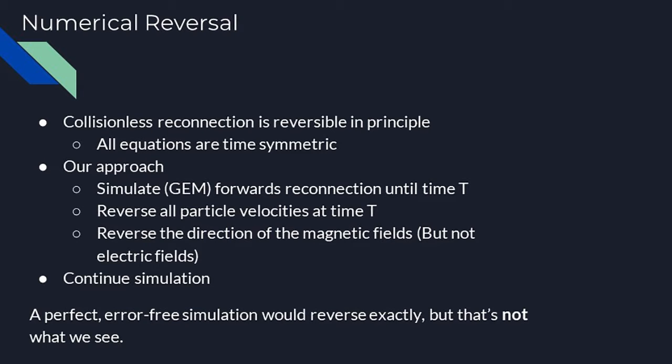Okay. So in studying the numerical reversibility, basically we do the following. We simulate a forward reconnection until some time t, at which point we instantaneously reverse all of the velocities and the directions of the magnetic fields, and then we let the system continue evolving. And if we had a perfect numerical simulator, what we'd expect is that the system would just go back to its initial conditions. But that's not what we end up seeing.